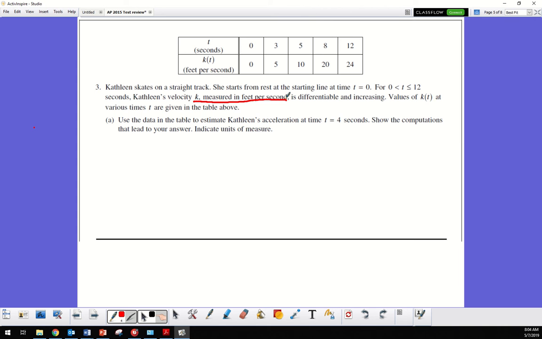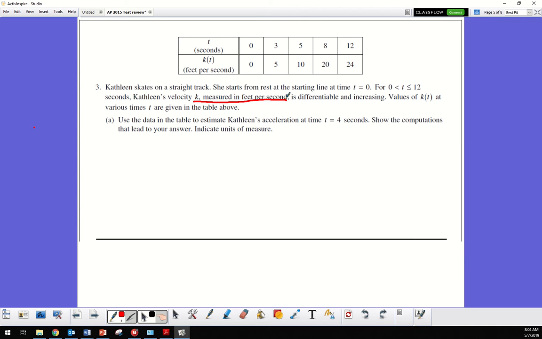is differentiable and increasing. Okay, so that's good. So values of k of t at various times t are given in the above table. Use the data in the table to estimate Kathleen's acceleration at t equals 4. Now, this table is all of velocity, right? Okay, so now the slope of the velocity is my acceleration, right? So that's what we're trying to get. We're trying to find the slope of velocity to get that. So let's go ahead and look. It's going to be where t is equal to 4 seconds.